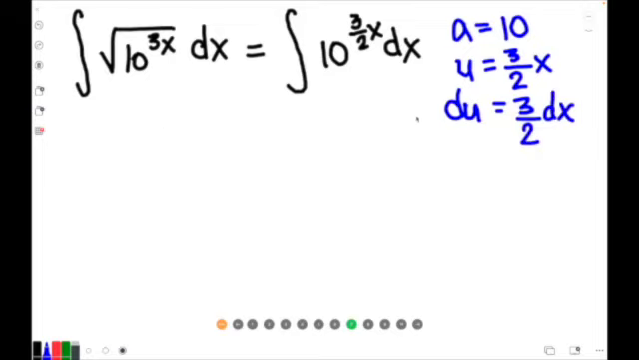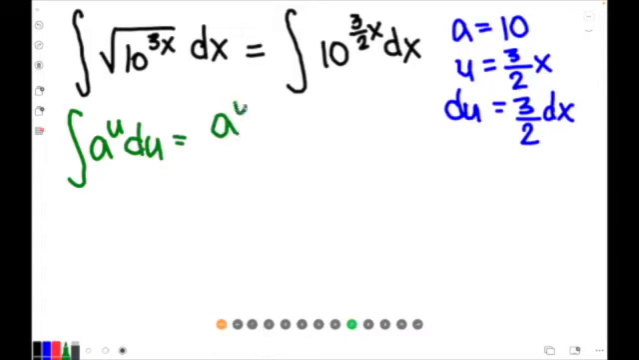So now we need to plug in all these values in order for us to properly use our theorem, which says that the integral of a raised to u du will just be equal to a raised to u all over the ln of a plus the constant of integration c. So in order to get a^u du, we have a^u and du is 3/2 dx. So we need to write our equation.